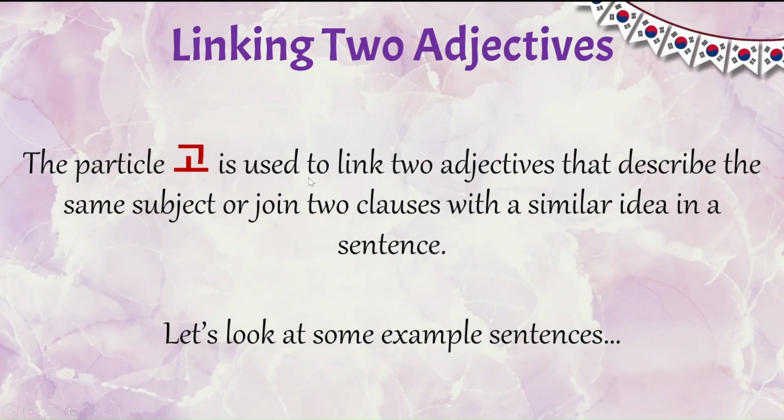The particle ko is used to link two adjectives that describe the same subject, or join two clauses with a similar idea in a sentence. Okay, so basically, we learned how to use the particle ko to link two verbs. Now, let's learn how to use it to link two adjectives that are describing the same subject. All right, let's move ahead.